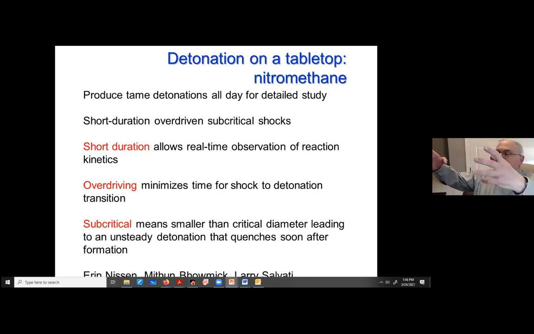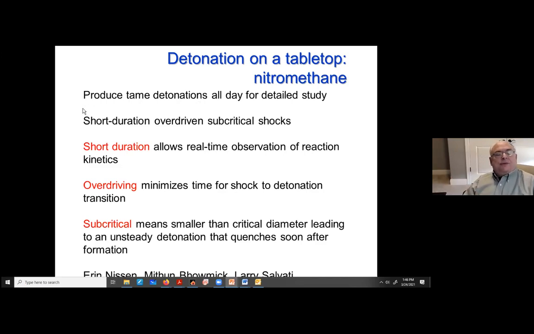In the national labs, they do lots of experiments on this. They'll take a kilogram of nitromethane and they'll shoot a big flyer plate at it. And it'll take maybe 500 nanoseconds or a microsecond for the detonation to form. And so you need a really big sample to do this. We're trying to do it in a really tiny sample, okay?